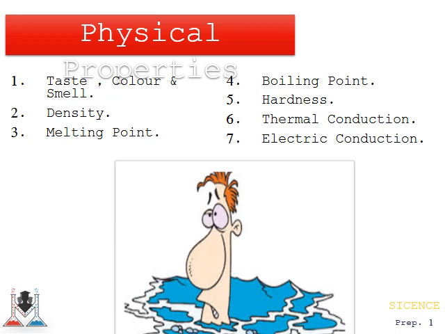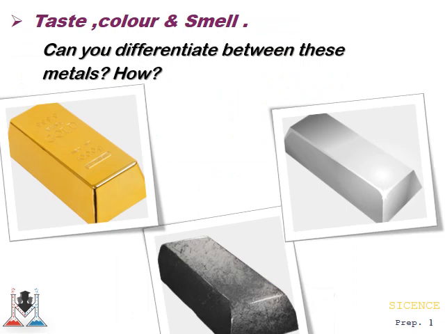Let's start with taste, color. These 3 pictures. One of them is gold, the other is iron, and the last one is silver. Can you differentiate between these metals? Of course you can, but how? Using taste, color, or smell? We can't smell metals and we can't taste metals, but we can differentiate between them using their color.